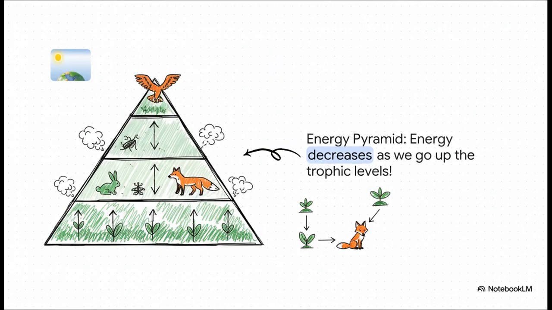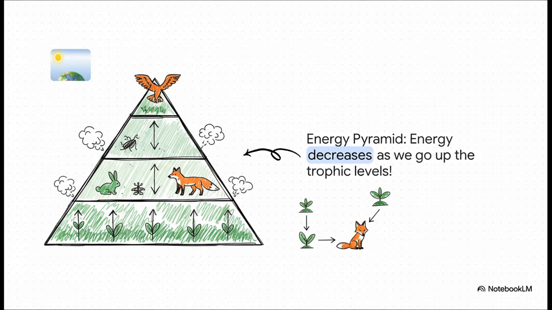This 10% rule gives us this very important diagram, the energy pyramid. Notice how it's wide at the bottom and gets narrow as you go up? That's because so much energy is lost. The producers at the bottom have the most energy. By the time you get to the top, there's very little left.